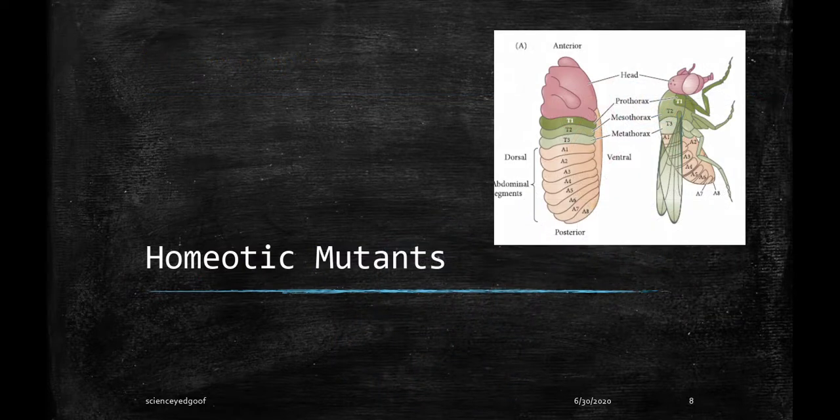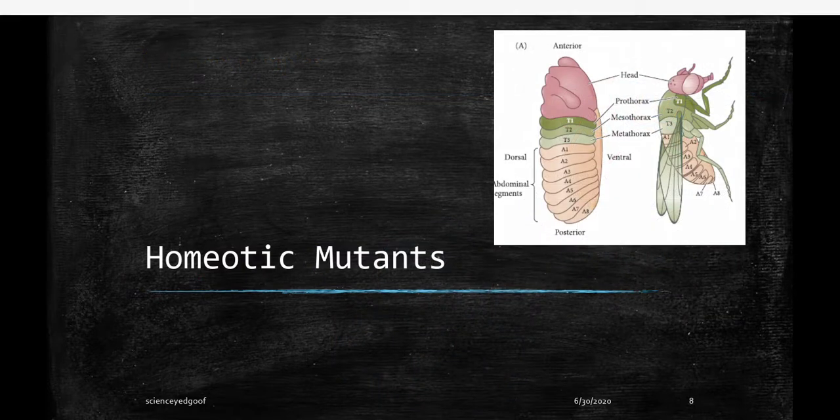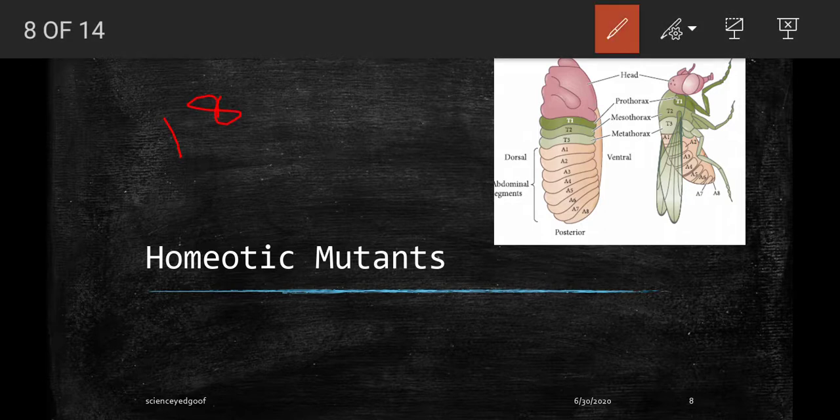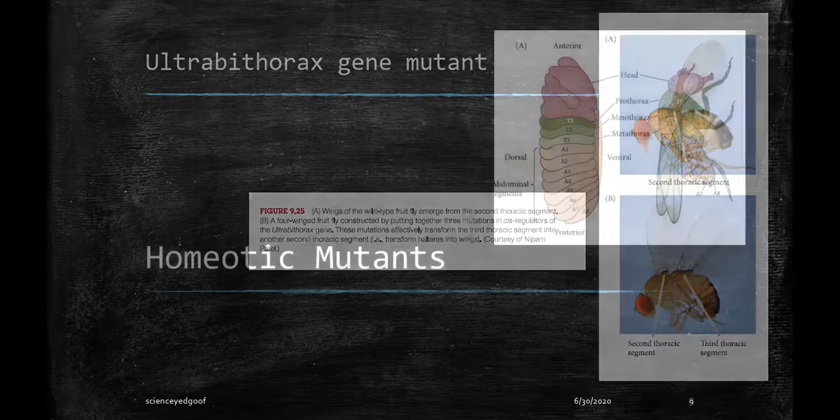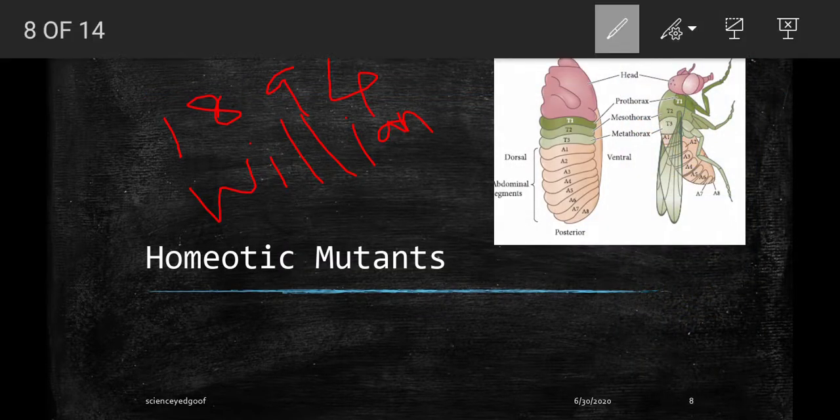So now we'll look at the mutants. In the year 1894, a person named William Bateson called these organisms homeotic mutants. Now, if you take a normal fly, you can use the diagram for your reference, it has three thoracic segments, that is T1, T2 and T3, right?